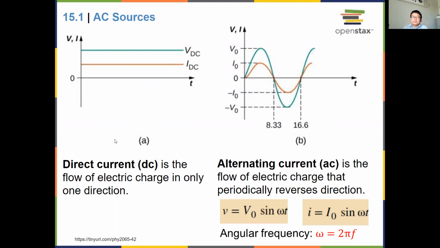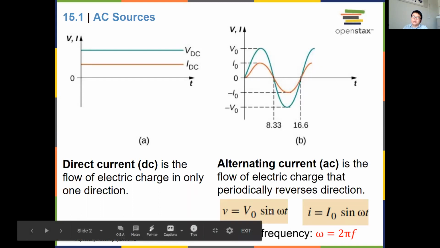Yesterday we started chapter 15 on the AC circuit. So basically, most of the time we are using AC sources. That means your voltage is alternating between positive and negative values. You can use a sine function or a cosine function. In this text, we are using the sine function. So your V has a peak value V0 times the sine of omega t, where omega is the angular frequency, which is 2 pi times the frequency.